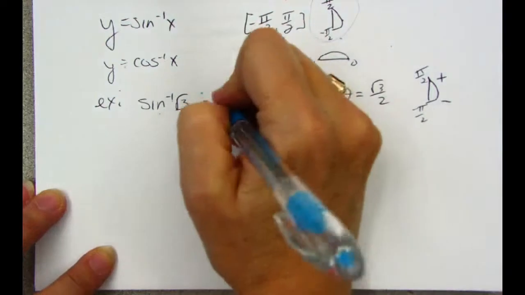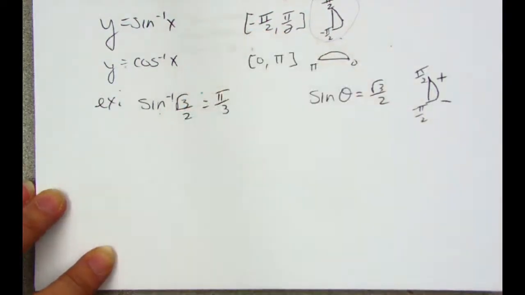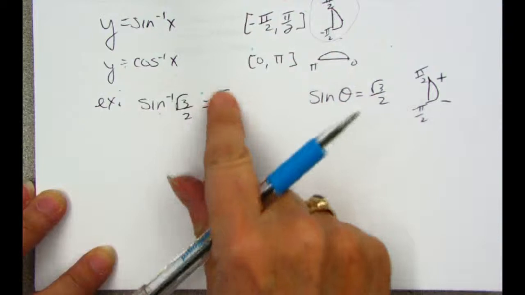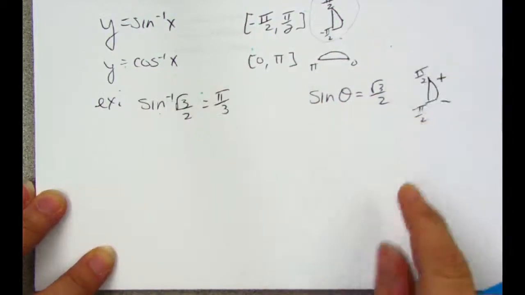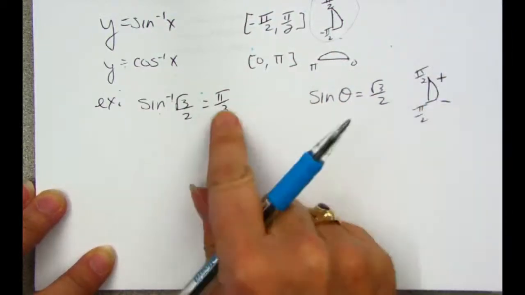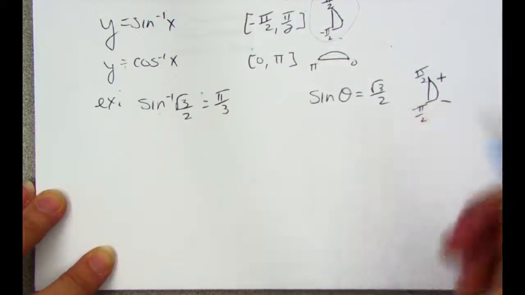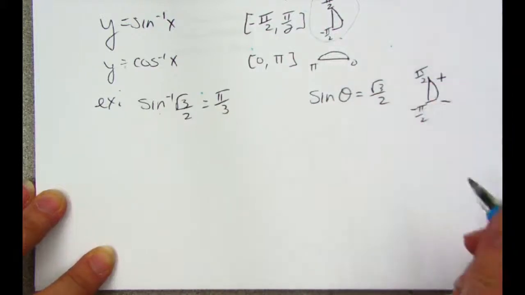Pi over 3. So that's the answer. It's the inverse. They're switched. I go back to here, but I know whatever answer I put here is within this restricted domain. I can only have answers here. I cannot have an answer like 2 pi over 3. That's not in this restricted domain. It has to be from pi over 2 to negative pi over 2.